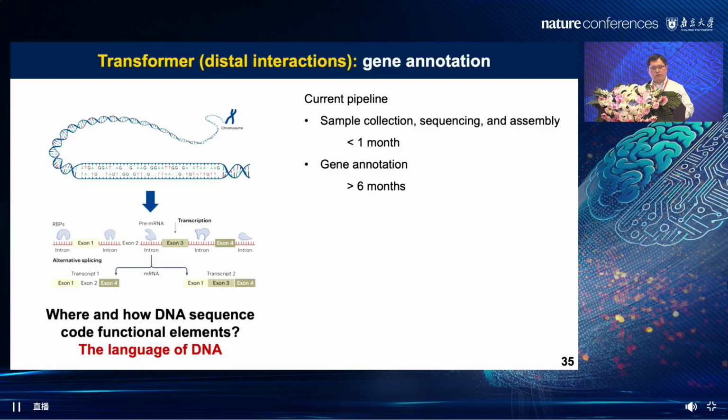And this has actually been actively developed for decades. The current pipeline goes from sample collection to sequencing to assembly, and it takes less than one month because sequencing technology is moving forward so quickly. However, gene annotation takes more than six months. It takes forever running on the pipeline.